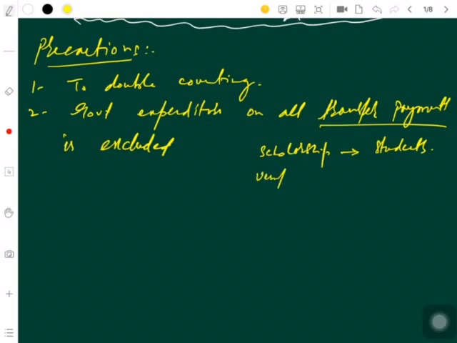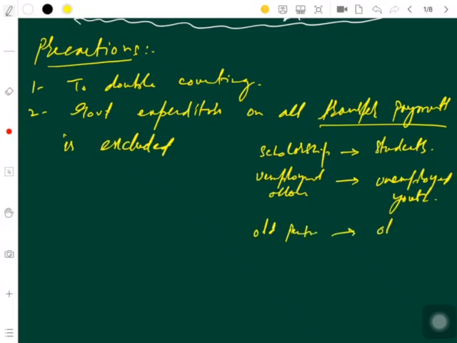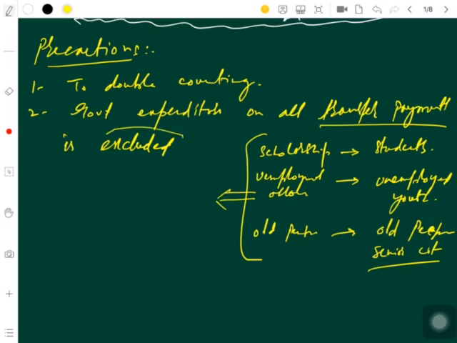Unemployment allowances. Who will be the recipient? Unemployed youth. Old age pension: the dependent ratio of our population, that is old people. We don't say old people, we say senior citizens. So on and so forth. So these recipients do not provide anything against it, that is, they do not render any productive service. So it is to be excluded.